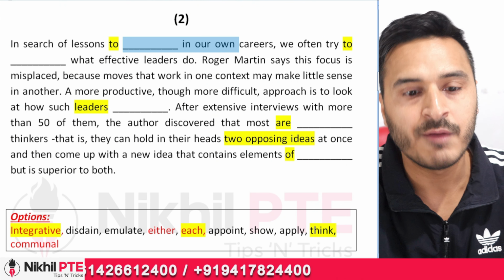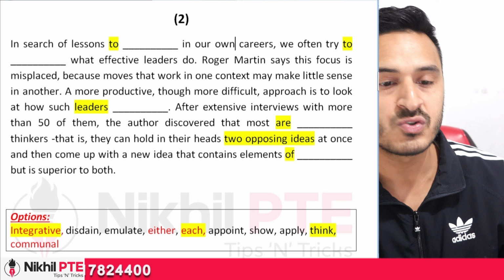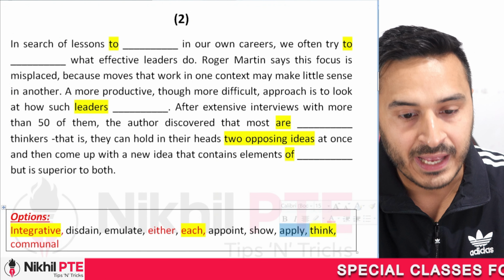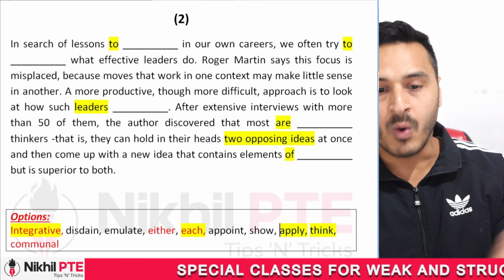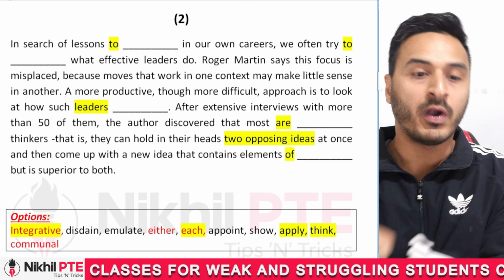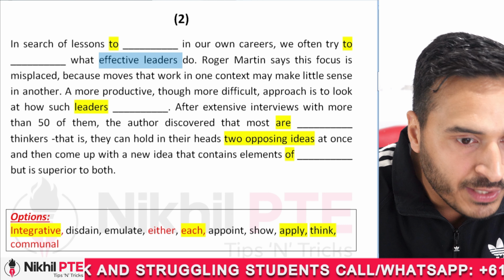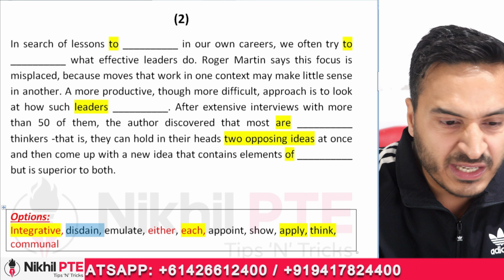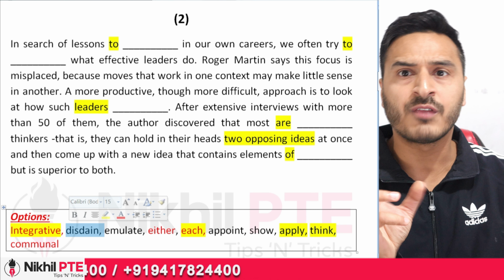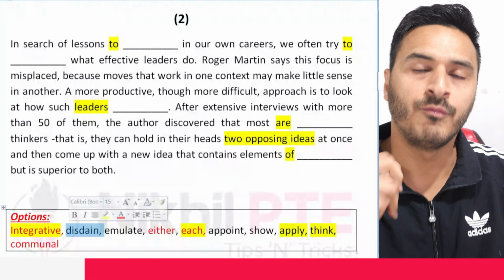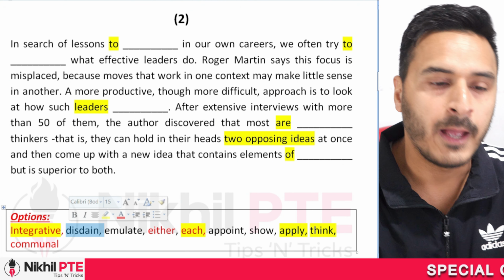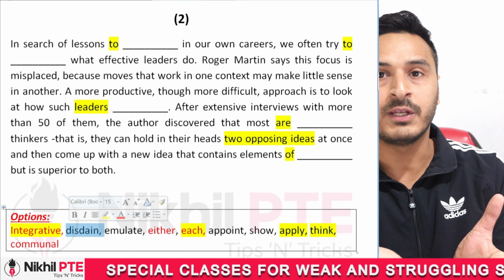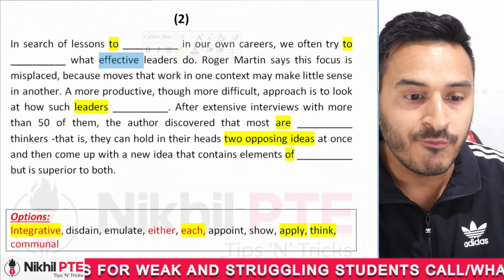Here we are talking about in our own careers, in search of lessons to dash in our own careers. That makes sense for apply. If we apply in our own careers, we often try to dash what effective leaders do. I don't know. Disdain shows negativity. As I told you, the word starts from dis, disturbance, whatever. There are lots of words, right? And discontinue, these are called negativity. So here we are not talking about negativity, here we are talking about the effective leaders.